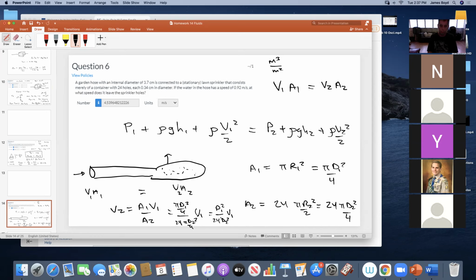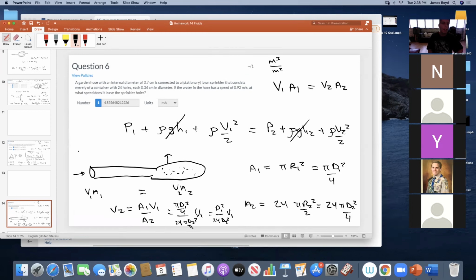When I do that, 3.7 times 3.7 divided by 24 times 0.34 times 0.34, all times 0.92, and I get 4.539648 meters per second. And think about this. This is something that is kind of important that I want you to remember for the rest of your lives. Here, the only thing that's changing is the velocities. There's no height change. So the pressure is changing.